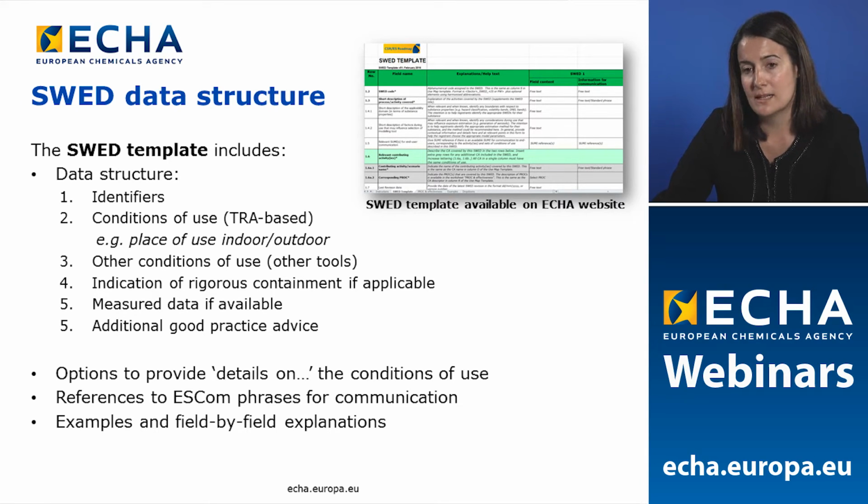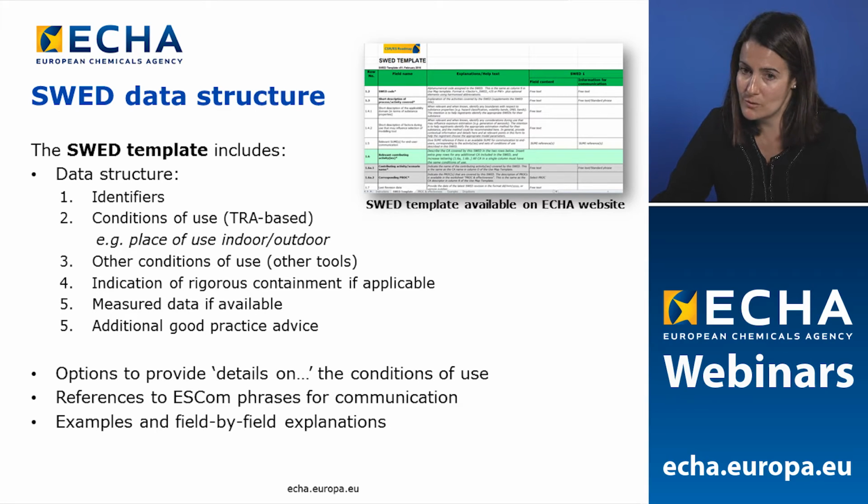In the next part, we can indicate other conditions of use that are to be used as input to other tools beyond the TRA. Part 4 will indicate whether the contributing activity takes place under rigorous containment. The risk management measures that ensure that rigorous containment is there are to be described in the Part 2 conditions of use. If the sector has measured data that is available for the registrants to be used as input for the assessment, they can also indicate it in the template. Finally, they can indicate additional good practice advice that can be of interest for communicating in the supply chain and is not necessarily input to the exposure assessment.